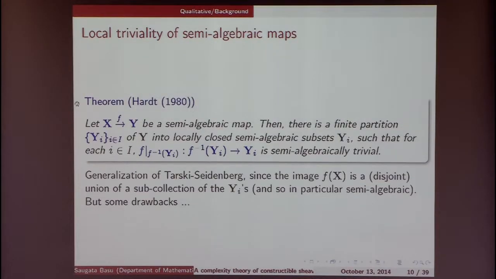We can think of the Hardt triviality theorem as a generalization of Tarski-Seidenberg. Why? Because Tarski-Seidenberg says that the projection image is semi-algebraic. So in particular, this image, f of x, by Hardt must be a union, in fact a disjoint union, of some subcollection of the Y_i's, because whether the fiber is empty or not is determined, and the Hardt partition is a finer partition.